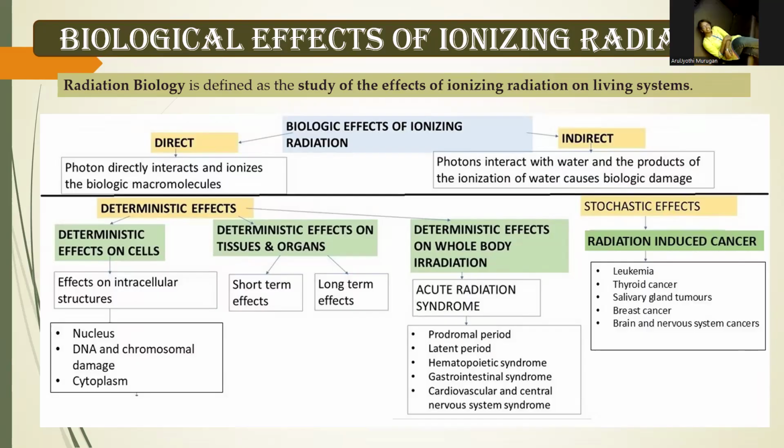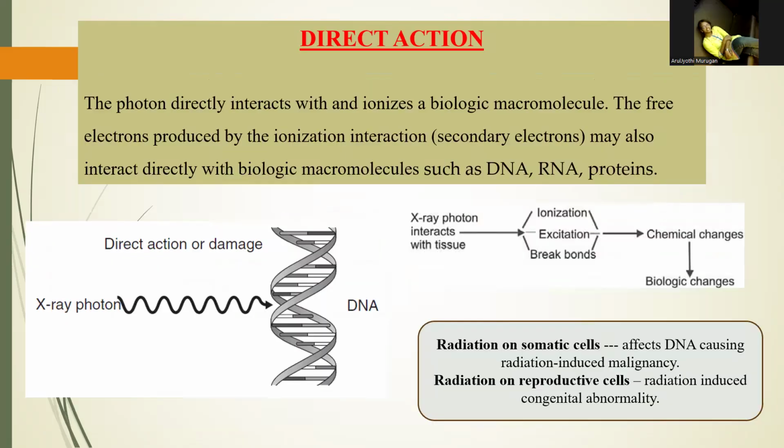Direct is when the X-ray photons directly interact with the biological macromolecules in the body cells, whereas indirect is when the photons interact with water and the products from the ionization of water cause biological damage. There is one more classification of biological effects of radiation, which is deterministic effects and stochastic effects, which we will see in detail in the further slides.